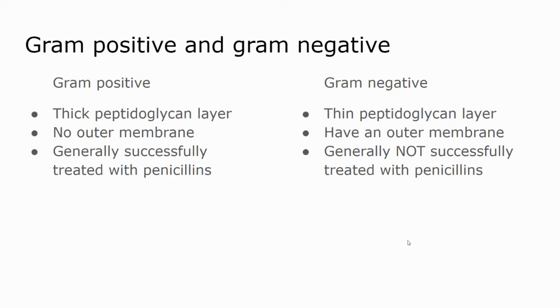And some applications of this is that gram-positive are generally more successfully treated with penicillins. This is because penicillins target that peptidoglycan layer, and if there's more of it, it breaks more of the membrane up. So the cell will be more likely to die or not be able to reproduce, not be able to function correctly, rather than gram-negatives, where penicillins aren't as successful since there's less peptidoglycan layer, and removing that peptidoglycan will have less of an effect on the cell.